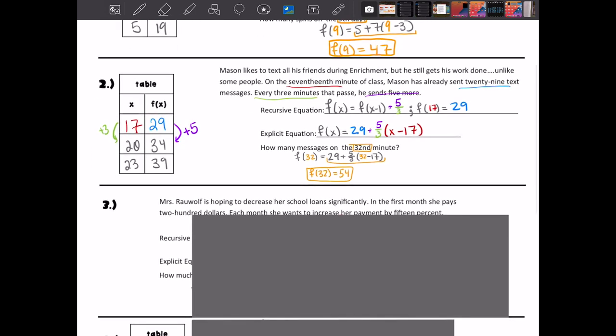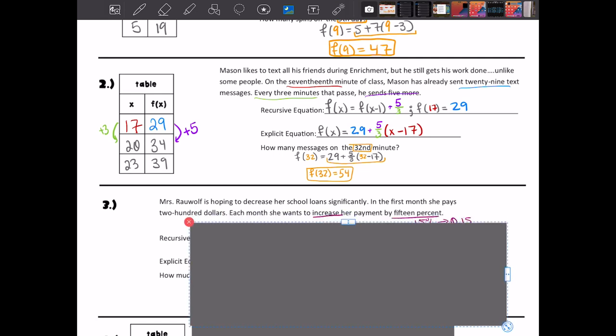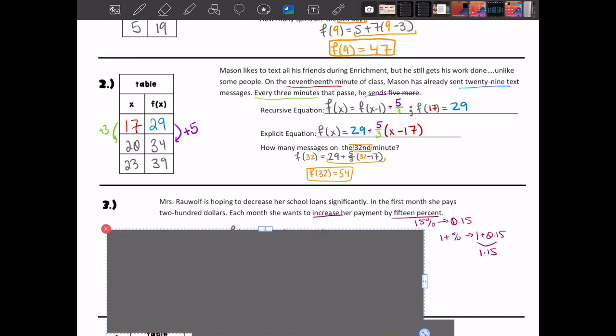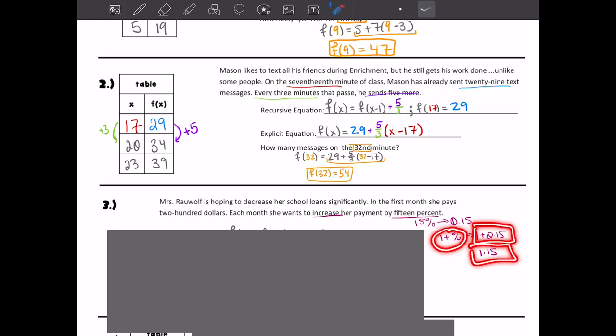All right, so let's look at the next word problem, and I want you to read through it and then answer some questions for me. Okay, so we know that each month she wants to increase her payment by 15%. So that means we're using percent, so we have to change that to a decimal, which is what we did right here. And since it's an increased percent, we do 1 plus the percent, which gives me 1 plus 0.15, and that means we get 1.15. So that is our common ratio.